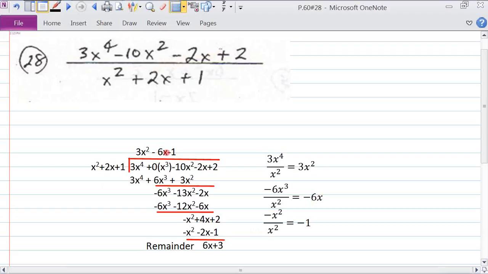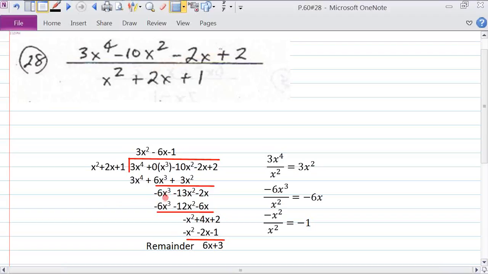And now we're going to multiply minus 6x by each of these terms here. So minus 6x times x squared gives us minus 6x cubed. Minus 6x times plus 2x gives us minus 12x squared. And minus 6x times plus 1 gives us minus 6x. Now we're going to subtract this line from this line.